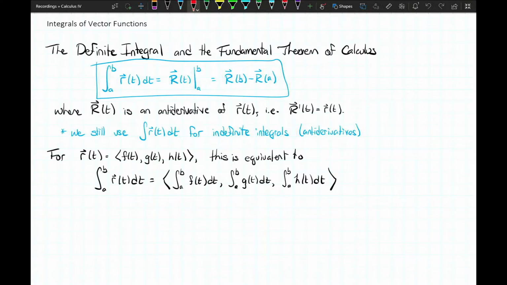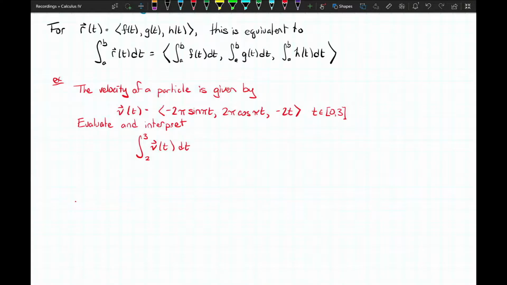So let's take a look at an example from a previous video. In a previous video, we talked about the position of a particle. Well, let's take a look at the velocity of this particle. And we can actually calculate this in our derivative of vector functions video. The vector for velocity at time t is given by negative 2 pi sine pi t, 2 pi cos pi t, and negative 2t, from t equals 0 to 3.